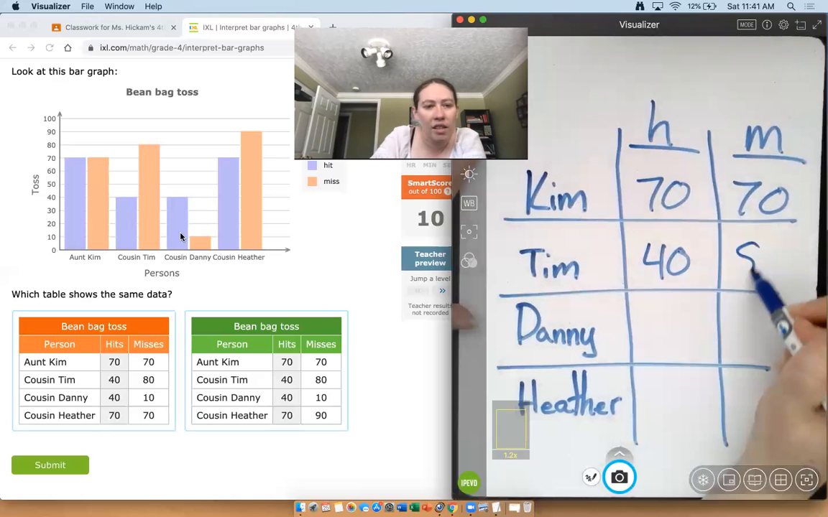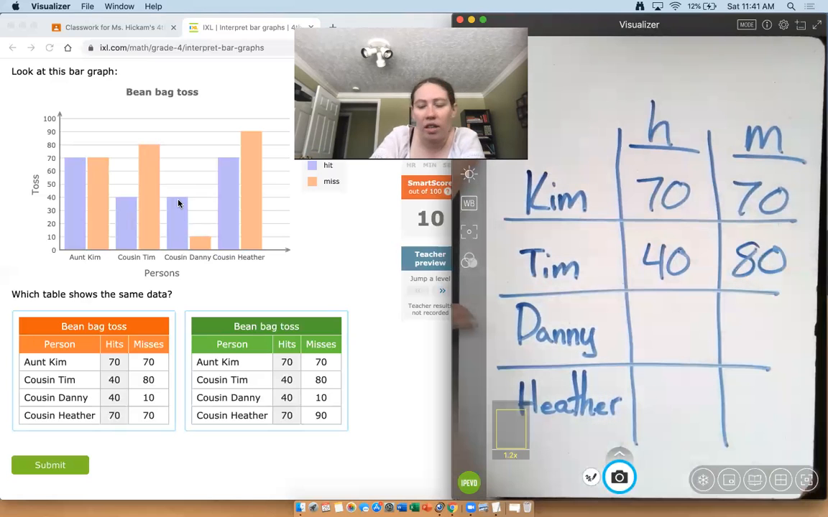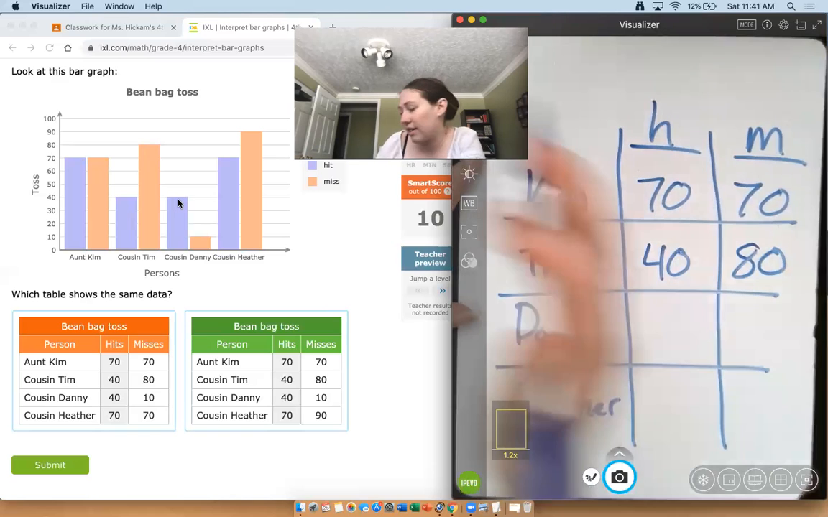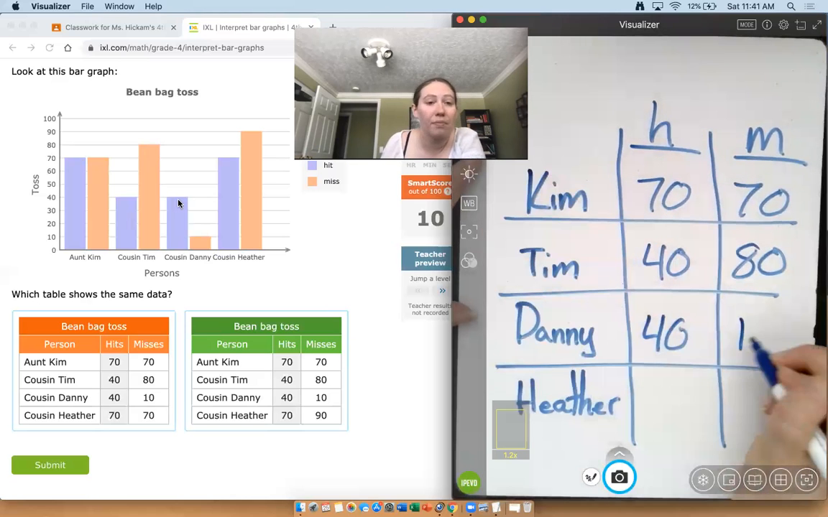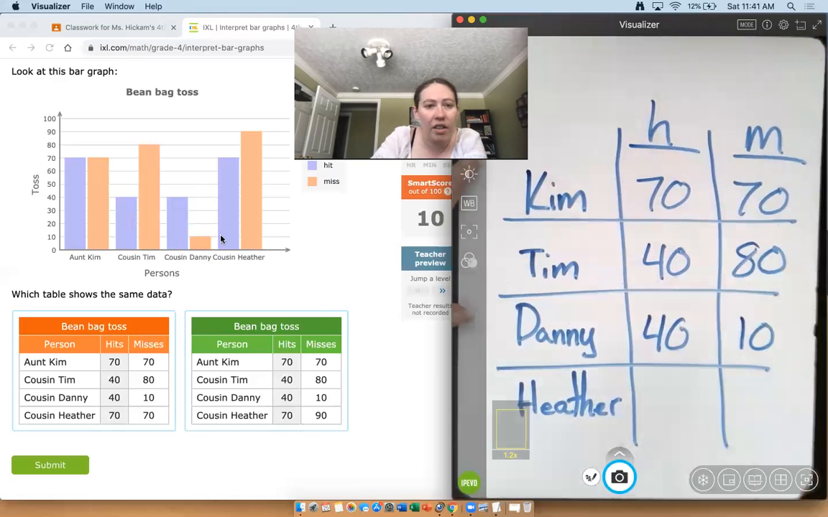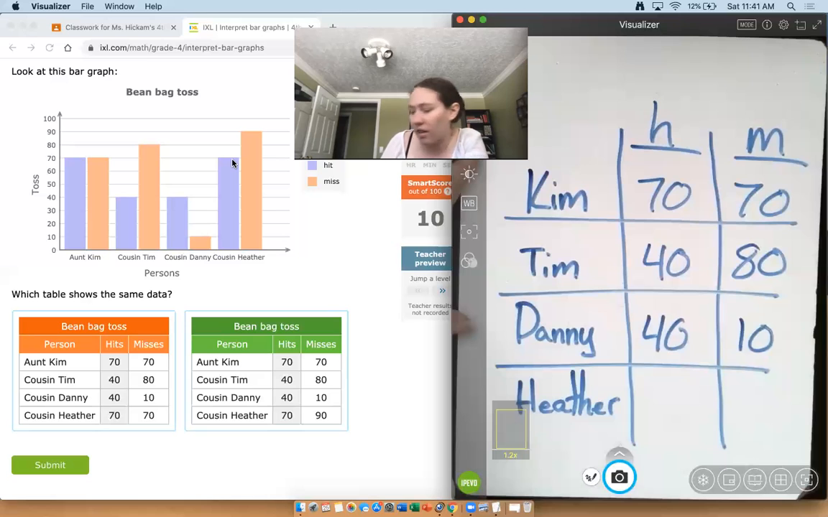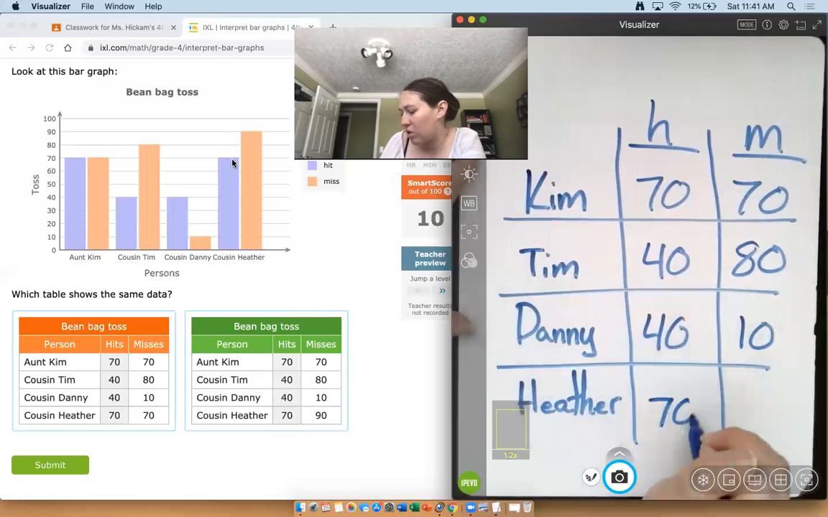Okay, cousin Danny, wow, he hit a lot more. So he hit 40 times and he only missed 10 times. But he also threw a lot less than some of the others. Cousin Heather hit 70 times and 90 times she missed.